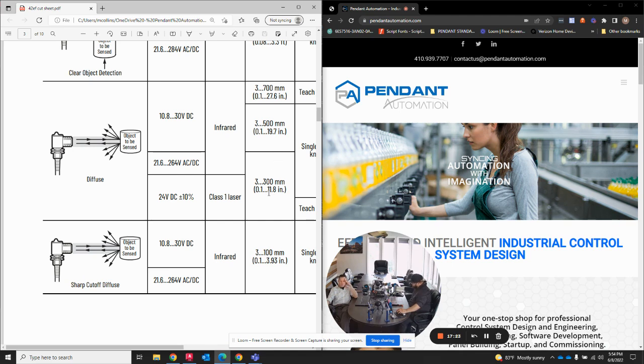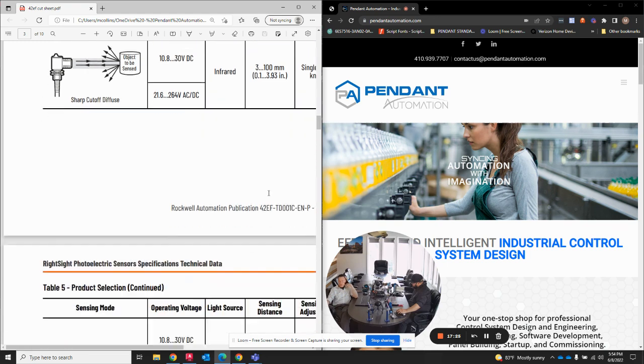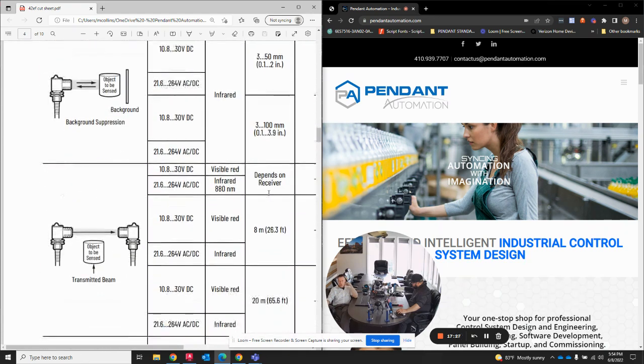Yep. And go down to background suppression. Background suppression, look at that. Yep. 2 inches, 3.9 inches. Like that's in our industry, no. Machine building, yes. In what we do, warehouse automation, conveyors, it's not even up for discussion. If you bought a background suppression photo eye, you probably have your knuckles smacked with a ruler.